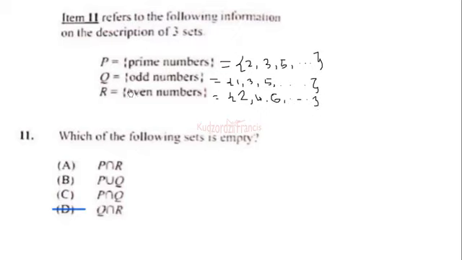We are supposed to determine which of the following sets is empty. So if you look at set Q, which is the set of odd numbers, and set R, which is the set of even numbers, you don't have any intersection. So Q intersection R will be equal to a null set, an empty set. So the correct answer is D.